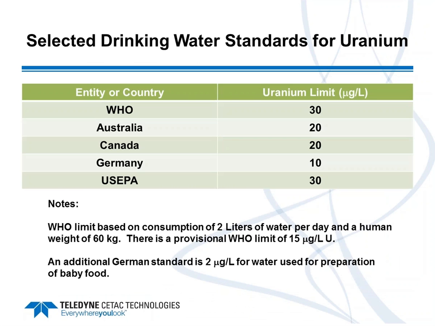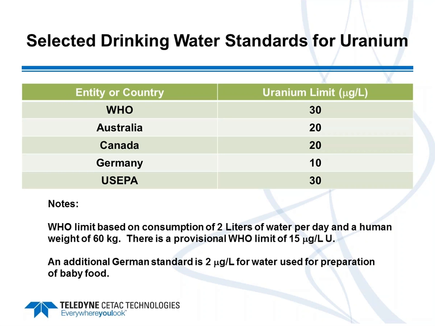So, selected drinking water standards for uranium around the world. The World Health Organization, or the WHO, has a current limit of 30 parts per billion, as does the US EPA. Other countries are lower, such as Australia and Canada, but in particular Germany. Germany's uranium limit in drinking water is 10 parts per billion. And that was one of the reasons for looking at uranium at this level in a very hard water matrix.